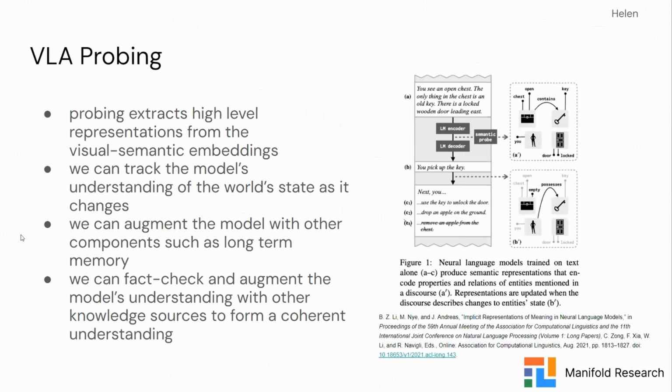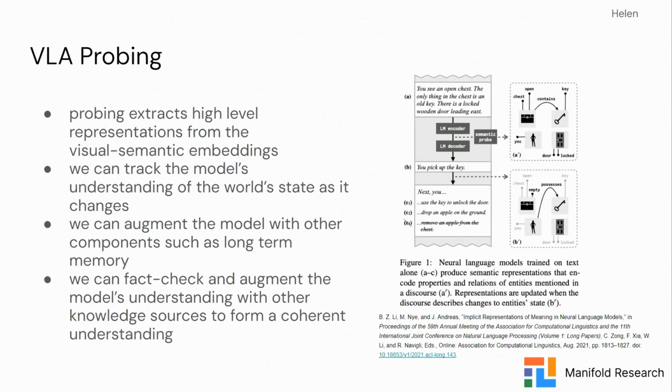Okay, hi everyone, I'm Helen. So one exciting direction with vision language action models is vision language probing. Probing involves training a classifier on the frozen representations from a pre-trained model to evaluate how much high-level information is encoded in the model's representations.